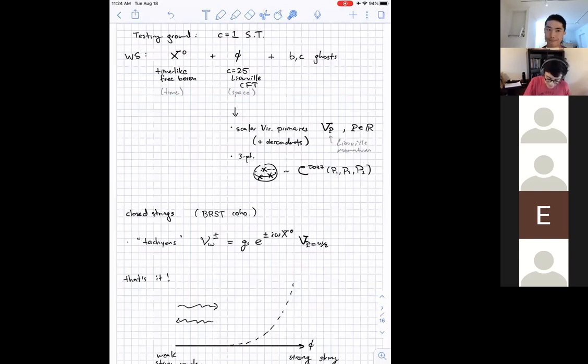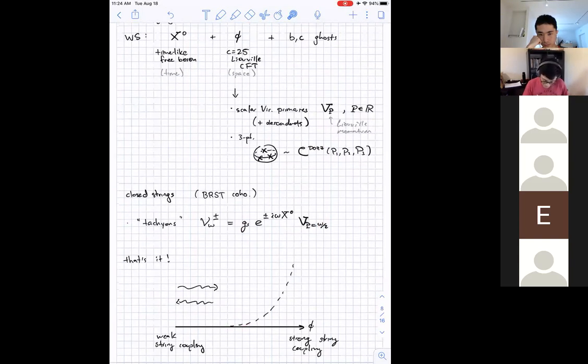So it only has scalar primaries, which I represent as V_P, with a so-called Liouville momentum P. And as we know, the DOZZ formula bootstrapped all these 3-point functions. So it's very explicit, very computable. And the physical states, the closed strings, are these so-called tachyons, which come with a conventional factor of g_string, and then the exponential in the free boson, and then a Liouville vertex operator with momentum omega over 2 in my conventions. And that's it.